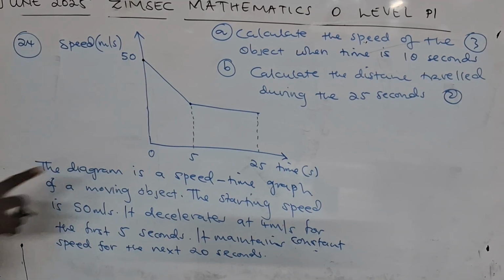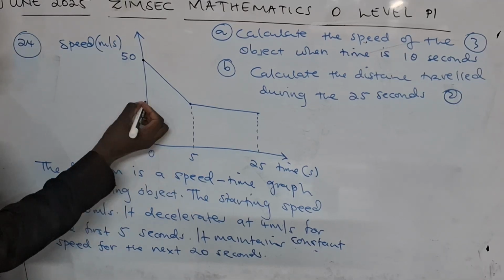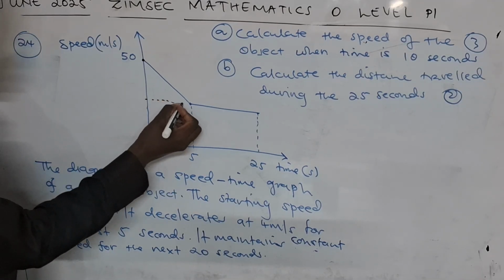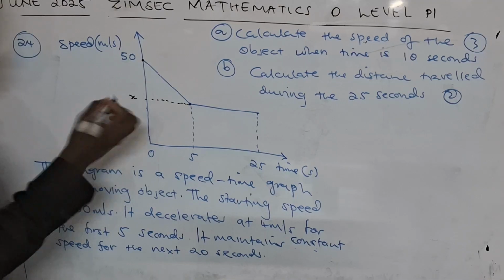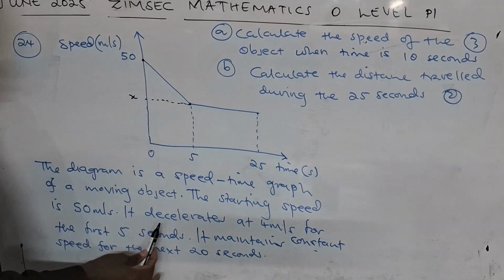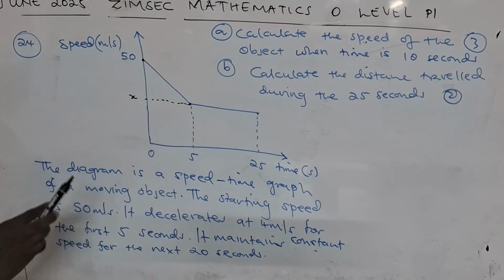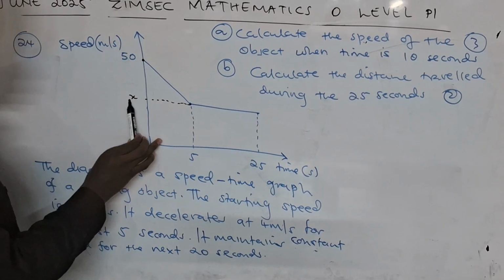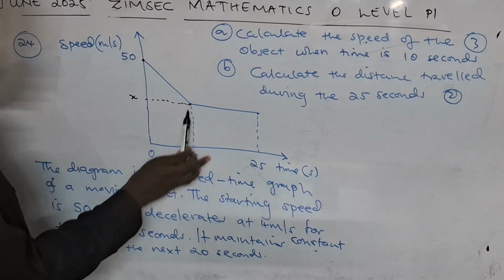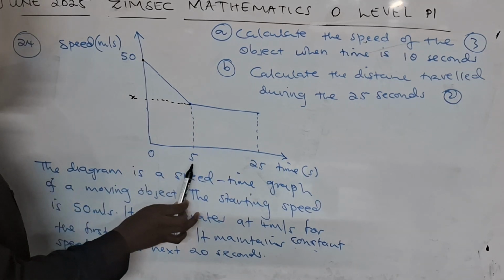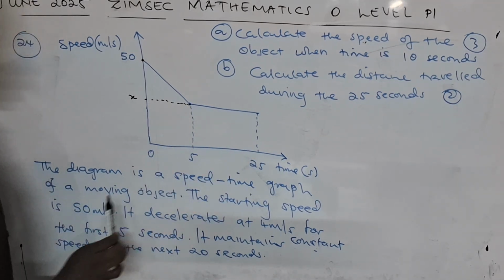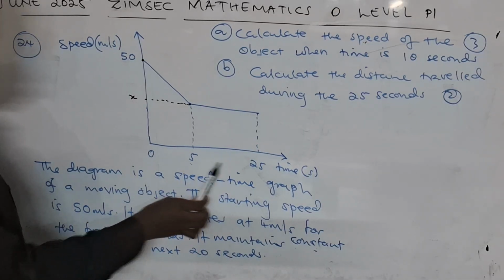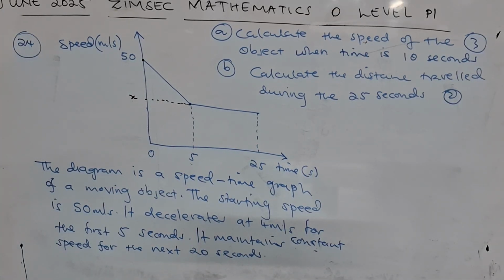Then after 5 seconds, we have the new speed. We don't know this speed. It's x. They say it's an object that maintained this speed. For how many seconds? I think for 20 seconds, from 5 to 25. For 20 seconds. So they are saying the diagram is a speed time graph of a moving object.